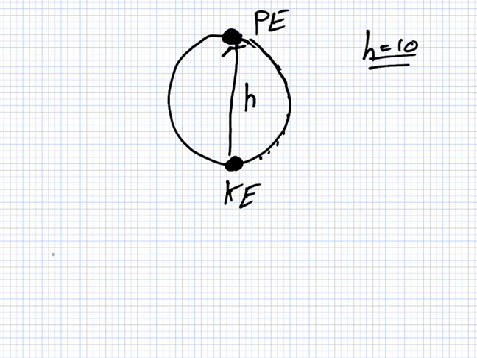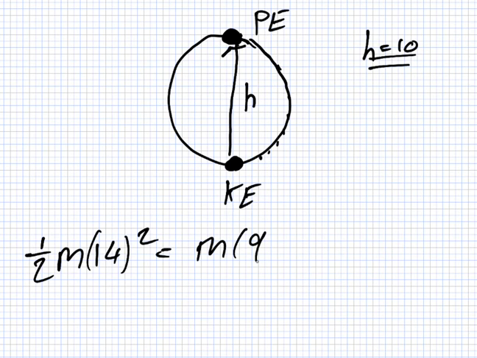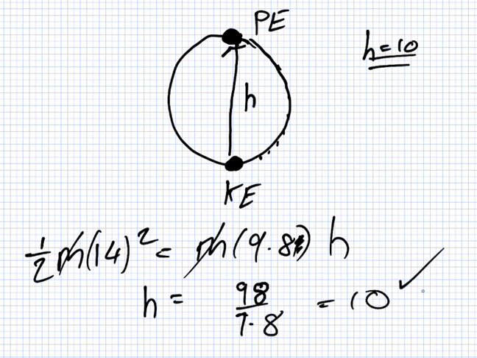So a half mv squared equals mgh. Let's see what the h is. In this book they use 9.8. H is 98 over 9.8, which is 10. So 10 is the highest it can be. It's the maximum height.